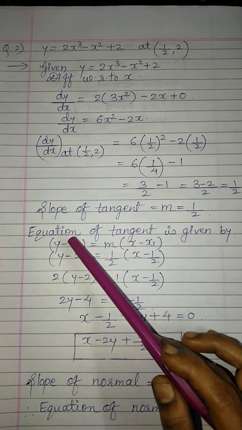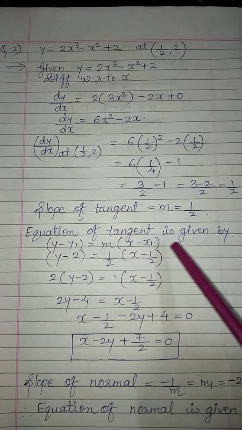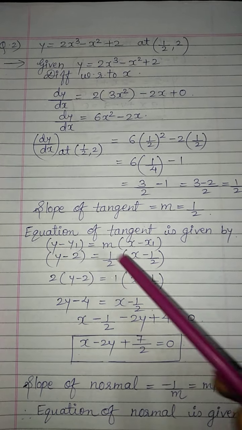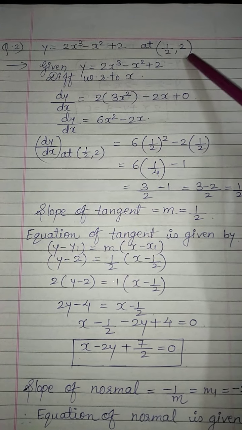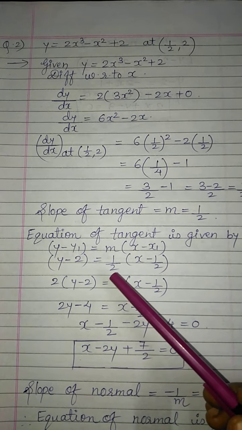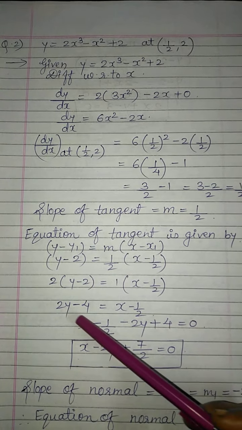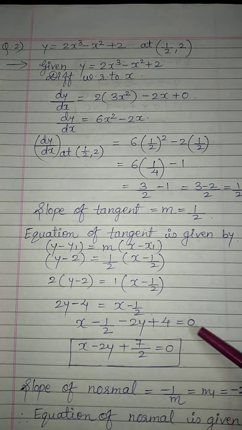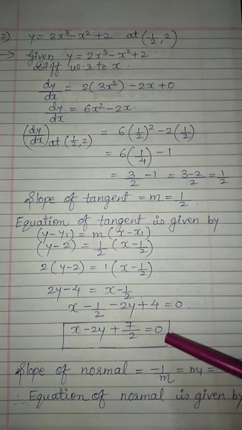Now the equation of tangent is given by y minus y1 is equal to m into x minus x1. So y minus 2 is equal to half into x minus half. Here x1 comma y1 is nothing but the given point, that is half comma 2, and m is the slope, which is equal to half. Now after simplification we will get 2 into y minus 2 is equal to x minus half. So 2y minus 4 is equal to x minus half, that is x minus half minus 2y plus 4 is equal to 0. So x minus 2y plus 7 by 2 is equal to 0. This is the equation of tangent.